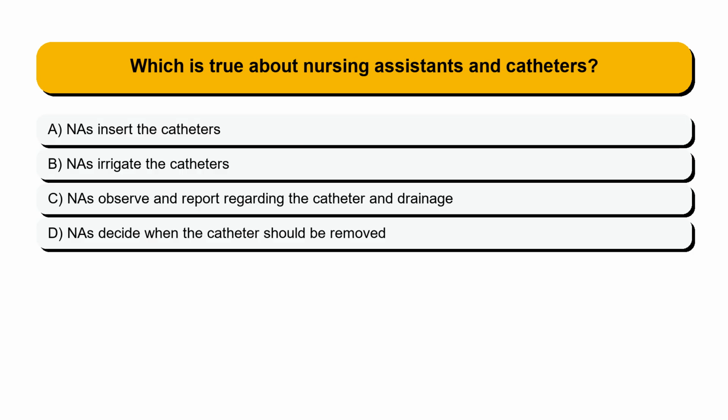Question 54. Which is true about nursing assistants and catheters? Option A. NAs insert the catheters. Option B. NAs irrigate the catheters. Option C. NAs observe and report regarding the catheter and drainage. Option D. NAs decide when the catheter should be removed.